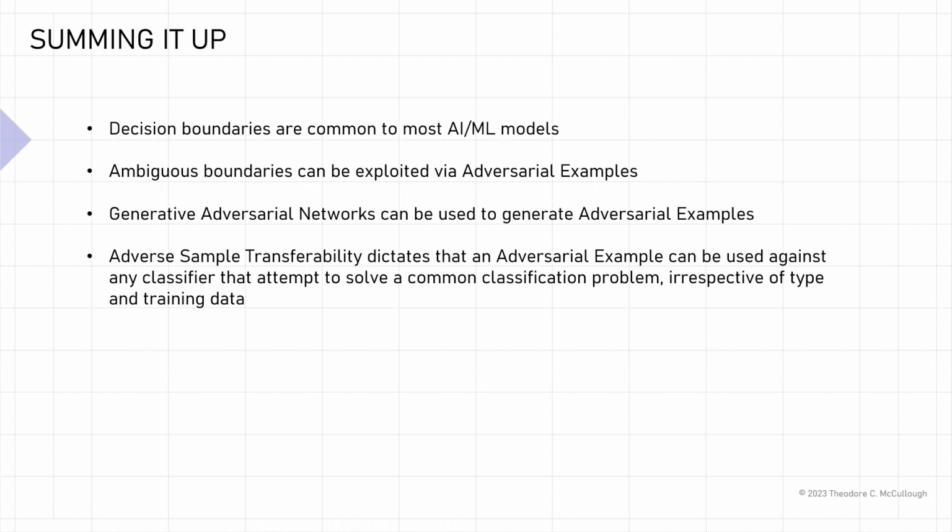Summing it up, decision boundaries are common to most AI/ML models. Ambiguous boundaries can be exploited via adversarial examples. Generative adversarial networks are one type of method that can be used to generate adversarial examples. Adversarial sample transferability dictates that adversarial examples can be used against any classifier that attempts to solve common classification problems, irrespective of the type and training of data.